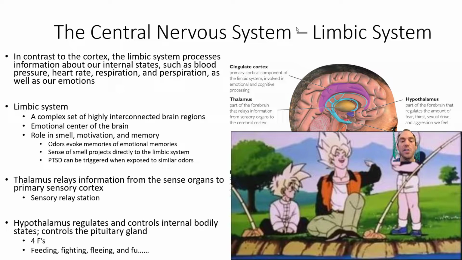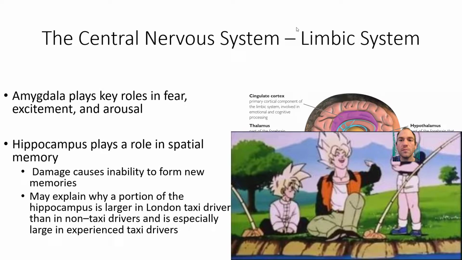I'm going to skip over thalamus, but we're going to look at hypothalamus. It regulates and controls internal bodily states. It controls the pituitary gland. So basically the hypothalamus is involved with the regulation of really basic human traits: sexual drive, thirst, fear, aggression, very basic feelings and reactions. And the joke is that the hypothalamus regulates the 4 Fs, with the 4 Fs being feeding, fighting, fleeing, and, well, mating.